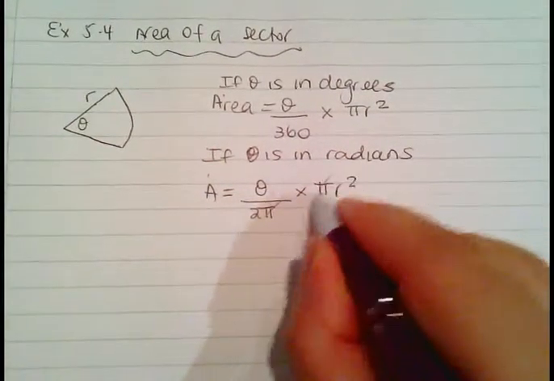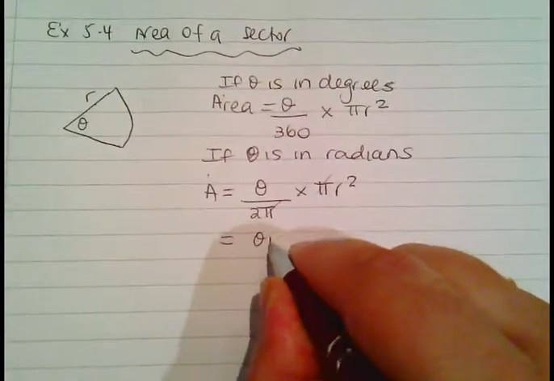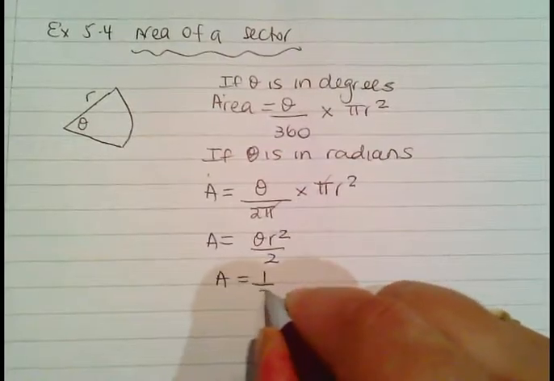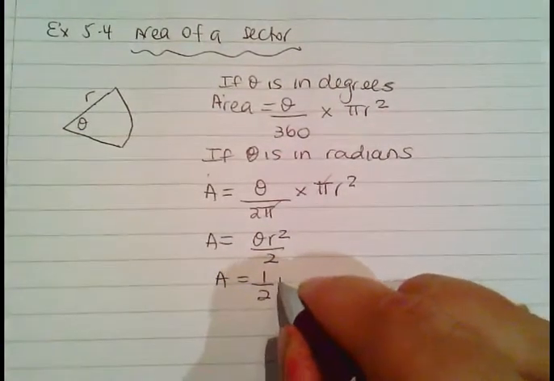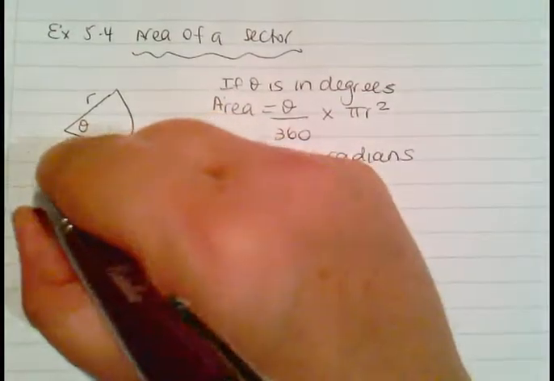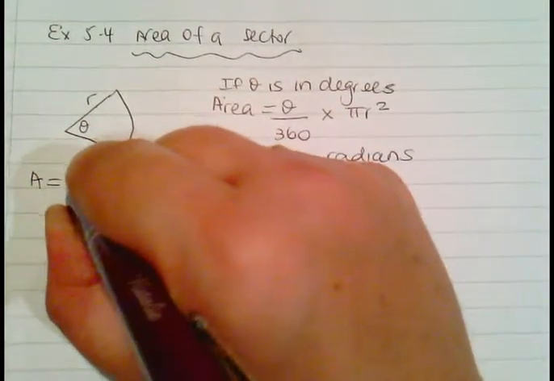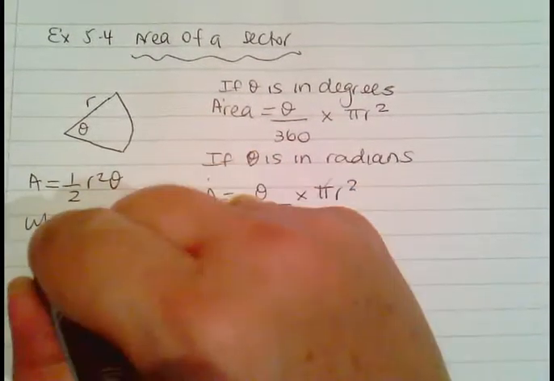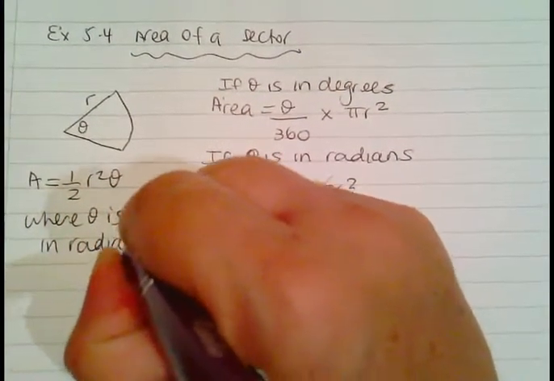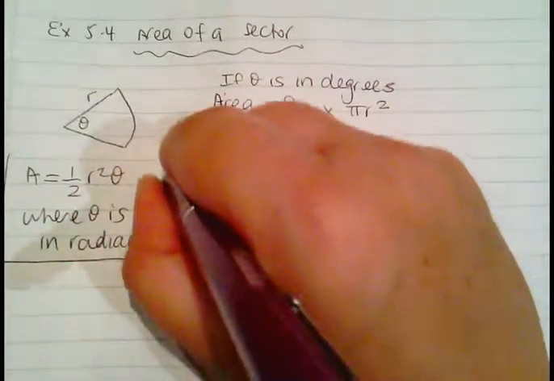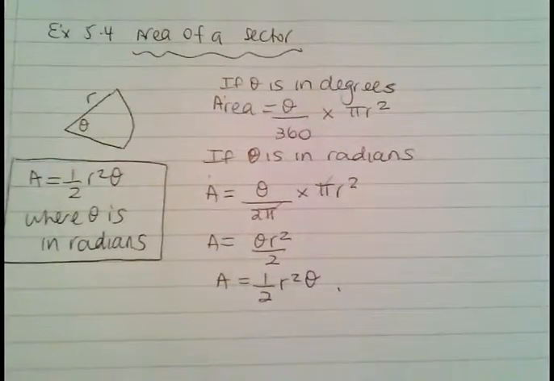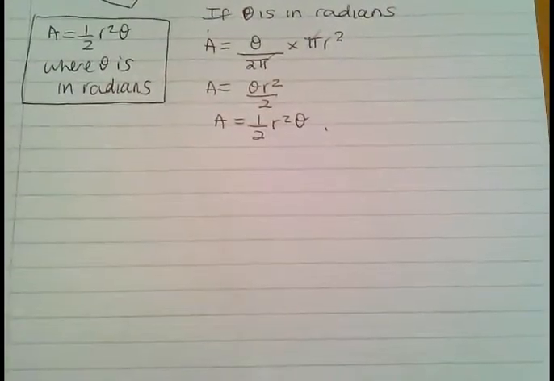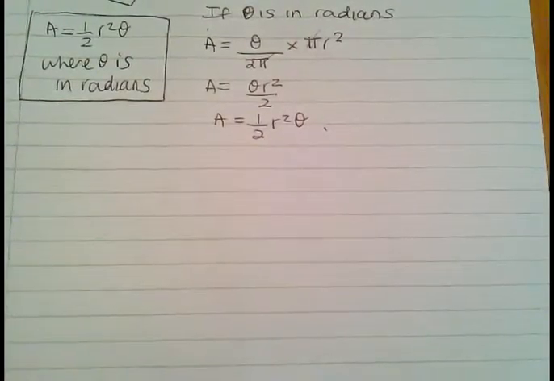Now just doing some cancelling here, we've got theta r squared over 2, or we traditionally write this as the area is a half times r squared theta. So therefore the area of a sector is a half r squared theta, where theta is in radians. So that's your second formula that you need to know. Basically the same as arc length, except we're working out area this time, and theta has to be in radians. So we'll just do a couple of questions.